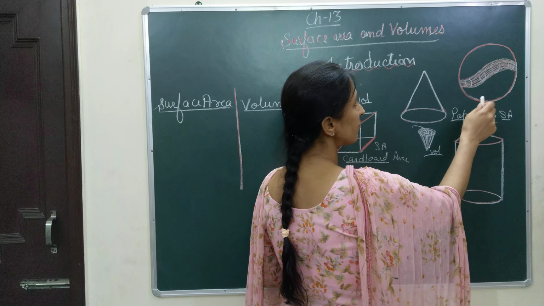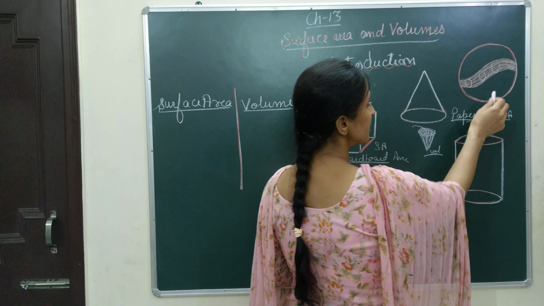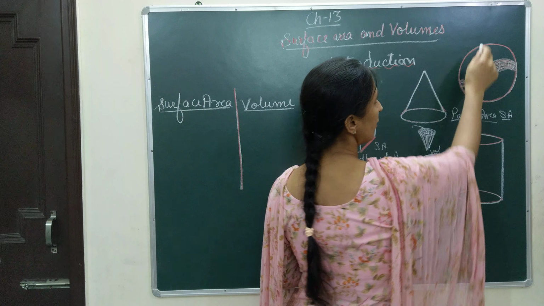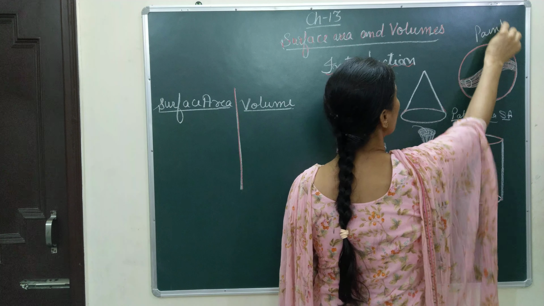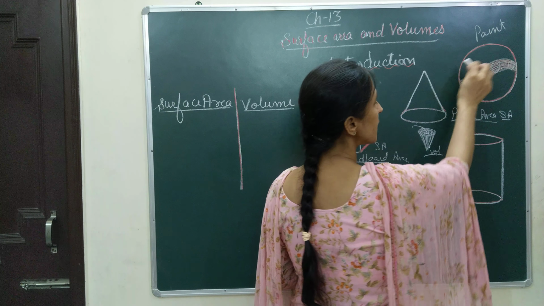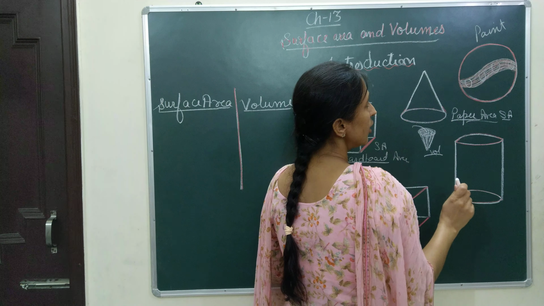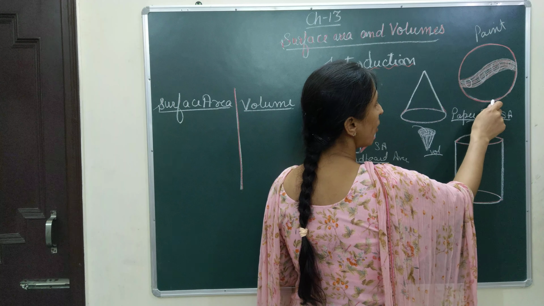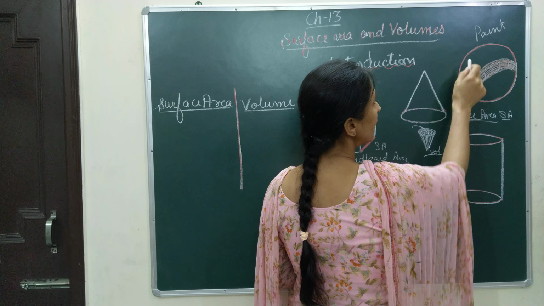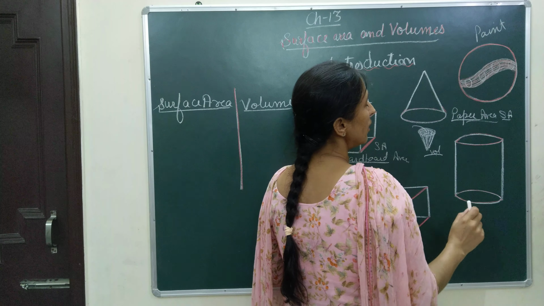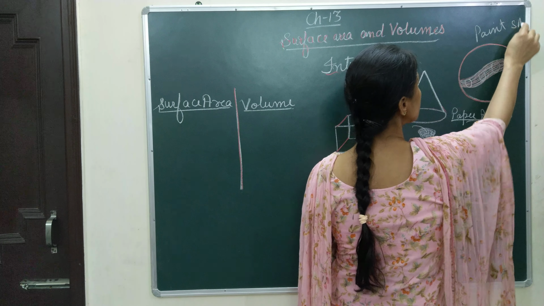Let us talk about the spherical shape. Suppose it is a plastic ball and you are asked to paint this ball. Now when you are going to paint this ball, you are going to paint just the outsides of this ball. You can't paint this ball inside. So they are asking how much is the amount of paint used in coloring this ball. So in that case you will be finding surface area.